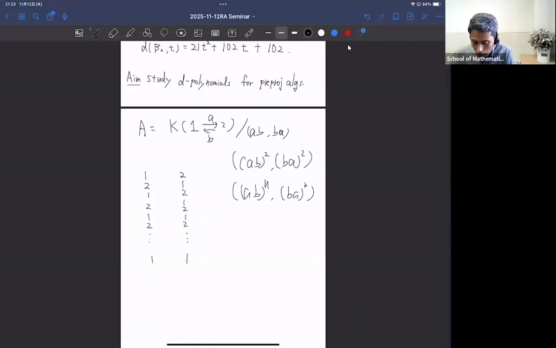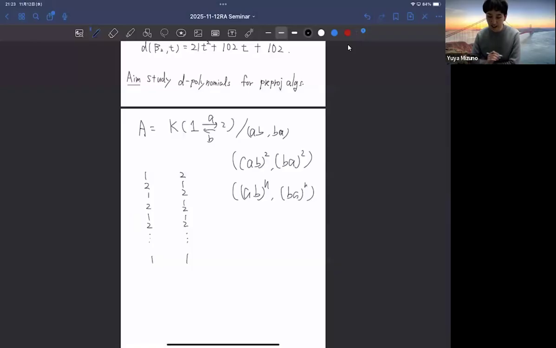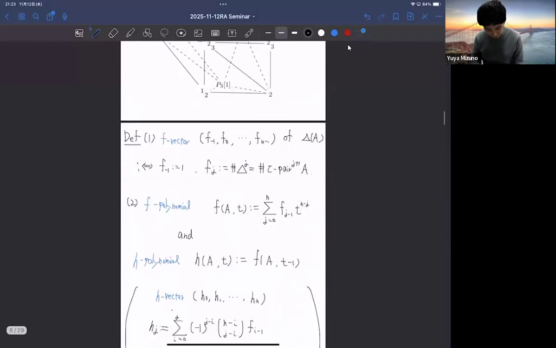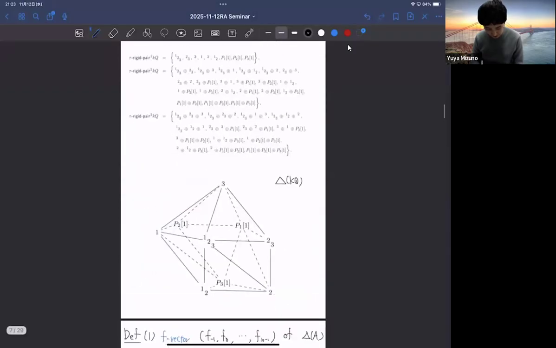And another question is about the connection with cluster algebras. In type A of the preprojective algebra, is there some connection to the cluster algebra? Yeah, in the case of cluster algebras, instead of the preprojective algebra, the path algebra has a quite strong connection with cluster algebras.